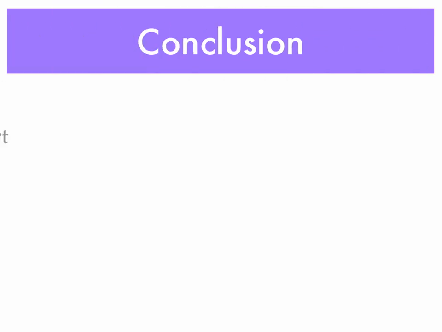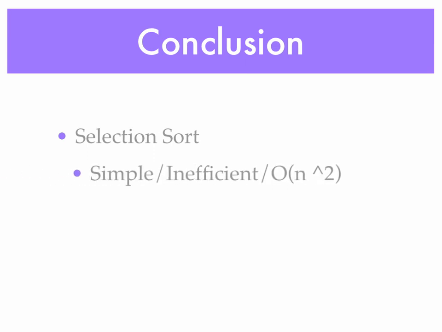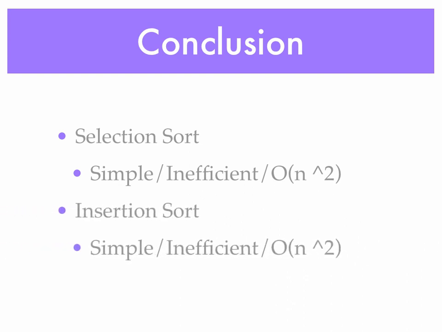So what we've done today is look at a selection sort that we know is simple, inefficient, and operates in O(n) squared time. We've also looked at the insertion sort, again simple, inefficient, and operates in O(n) squared time. These are two common sorting algorithms. I encourage you to look at them and other sorting algorithms.